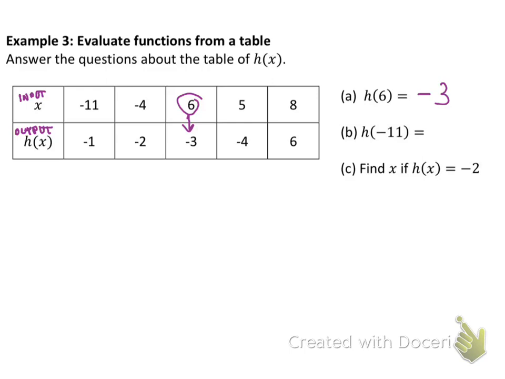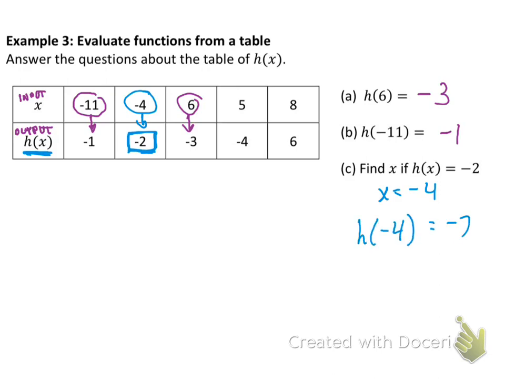Okay. The next one says h of -11. If I plug in -11, what do I get out? I get out -1. And here is where it gets a little tricky because we don't know our input here. Find the x if h of x equals -2. So I'm going to look at this row of h of x and figure out where h of x equals -2. Well, it equals -2 right here. What did you have to plug in to get -2? You plug in -4. So the x value there is going to be -4, because h of -4 equals -2.